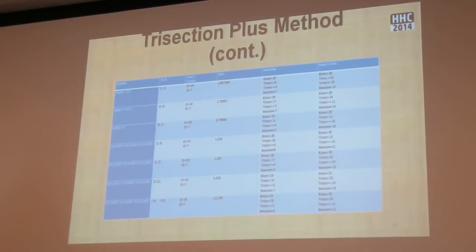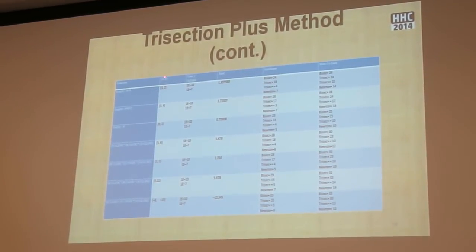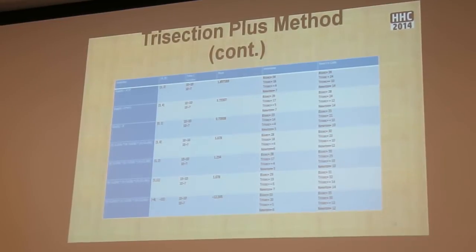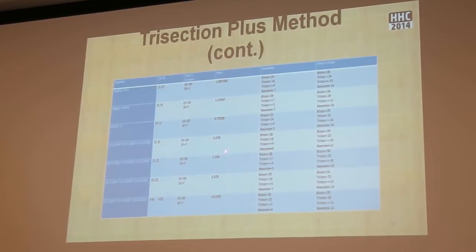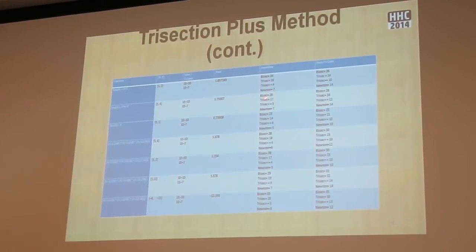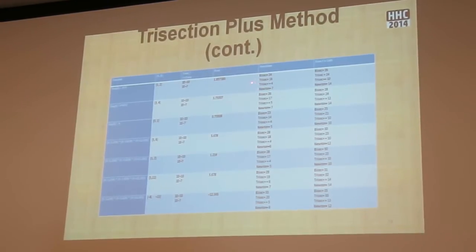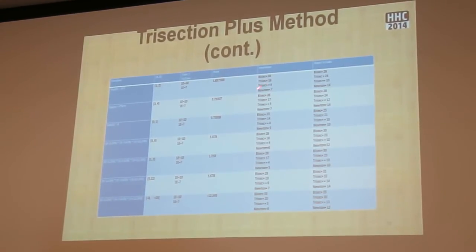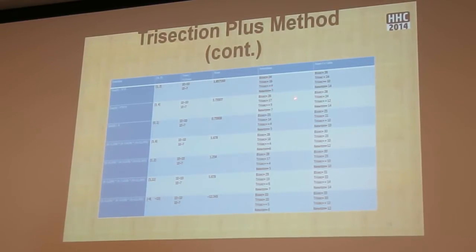So here again is a table of comparison. We have the various function cases we're testing, the initial root bracketing interval, the tolerance and the function tolerance values, the roots that I'm aiming at, and then the various algorithms. We have trisection, bisection, trisection plus, and then Newton.